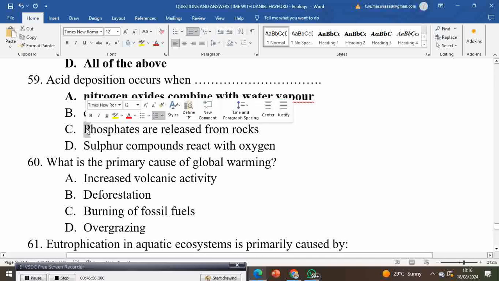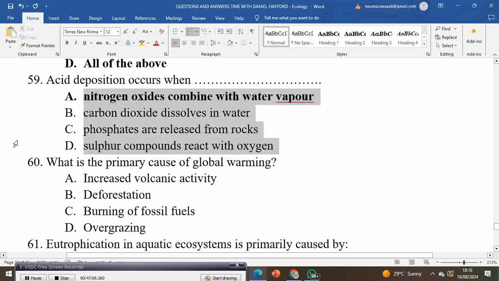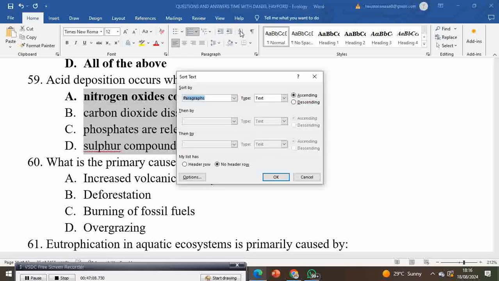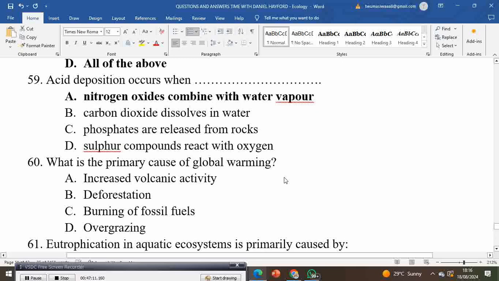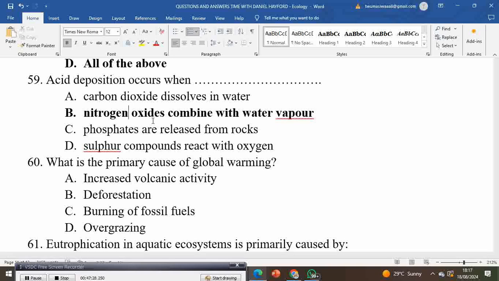The best way is to let the statement start with small letters, and I think the best way again is to order them in alphabetical order. So let's make it this way. Let's see what will happen. Now your best shot has become option B. So acid deposition occurs when nitrogen oxides combine with water vapor. The question is now standard, and it's good.